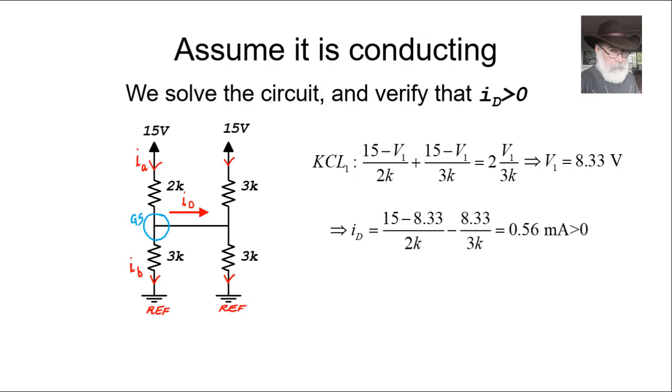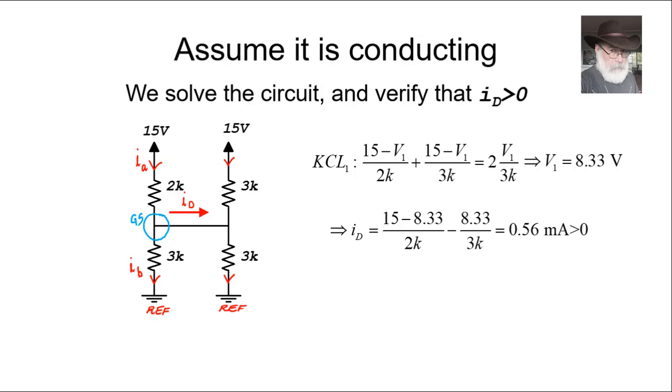minus IB, like so, and compute the current ID and verify this time that that 0.56 milliamps is truly a positive current, so the diode is truly conducting and this circuit is true, and the values of voltages and currents I compute in it will represent the behavior of the circuit, assuming that the diode is truly ideal.